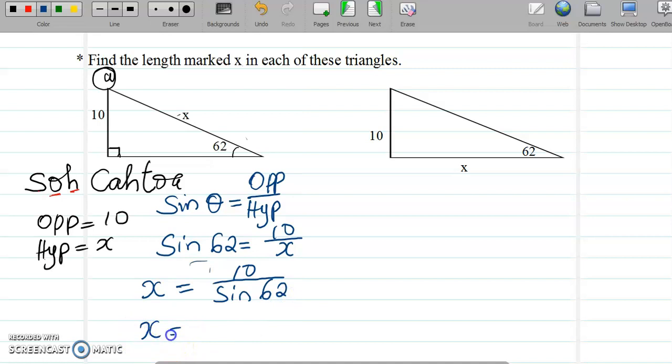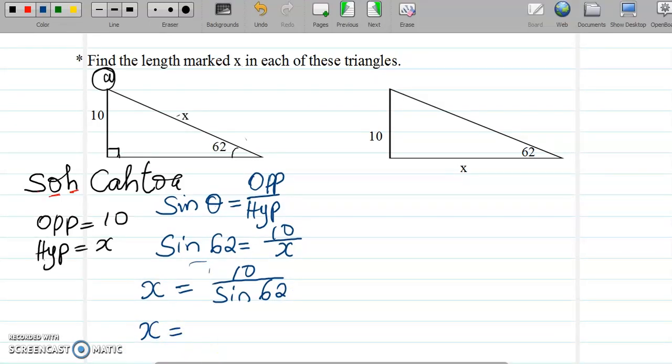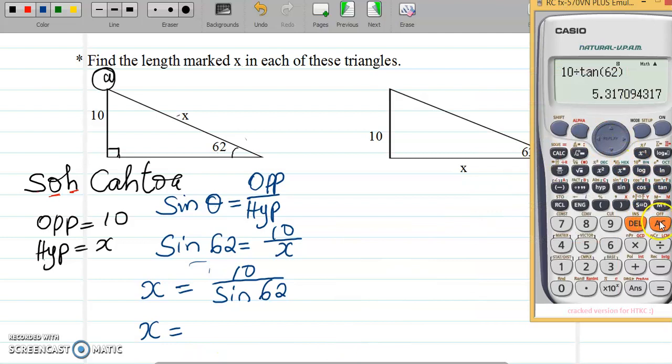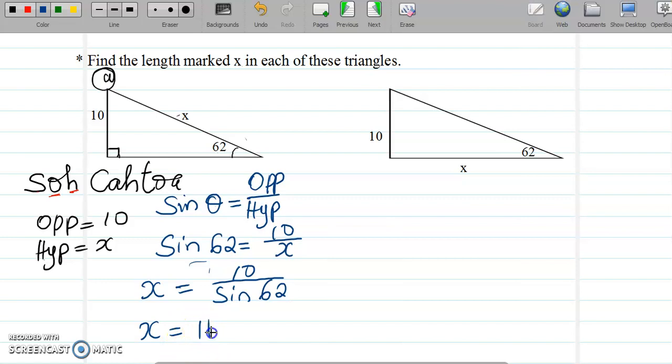So x will be equal to what? Let's check: 10 divided by sine 62 gives us 11.3. So 11.3 is the hypotenuse.